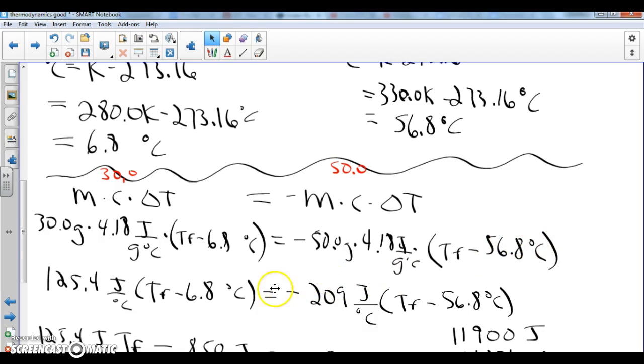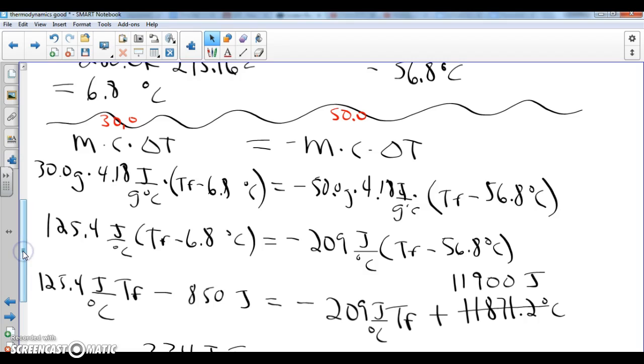Now, the math is a little bit more complex here. I will need to do that nasty word of distribution to be able to solve this. So I'm going to distribute this through both. And when I distribute this through, I get this piece. And when I distribute that, I get this piece. So 125.4 joules per degree Celsius TF minus 850 joules. Notice that degrees Celsius will cancel when I multiply this times this. On the other side, don't forget your negative symbol.